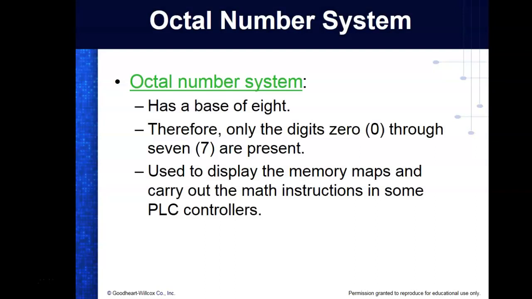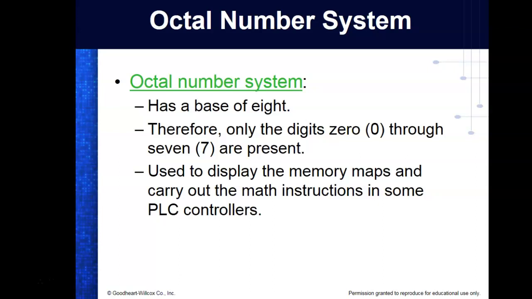The octal numbering system, this is still used by PLCs. It has a base of 8. Therefore, there are only 8 combinations, 0 through 7. This gets people confused. It is used to display the memory maps, carry out math operator instructions, and in some PLC controllers.